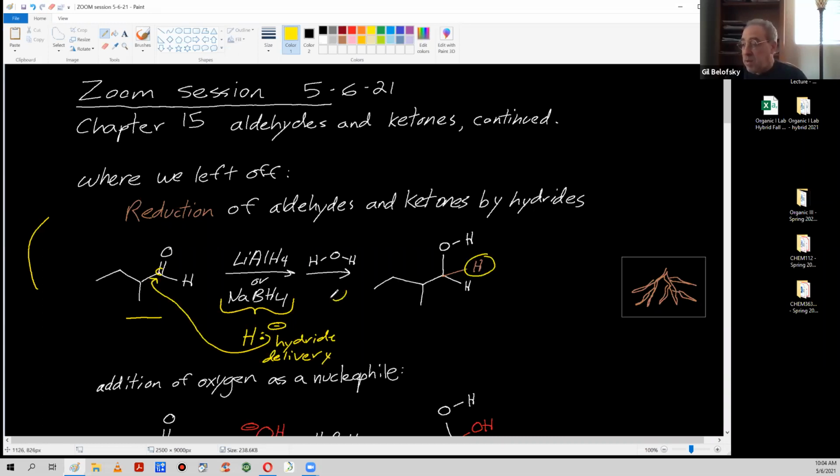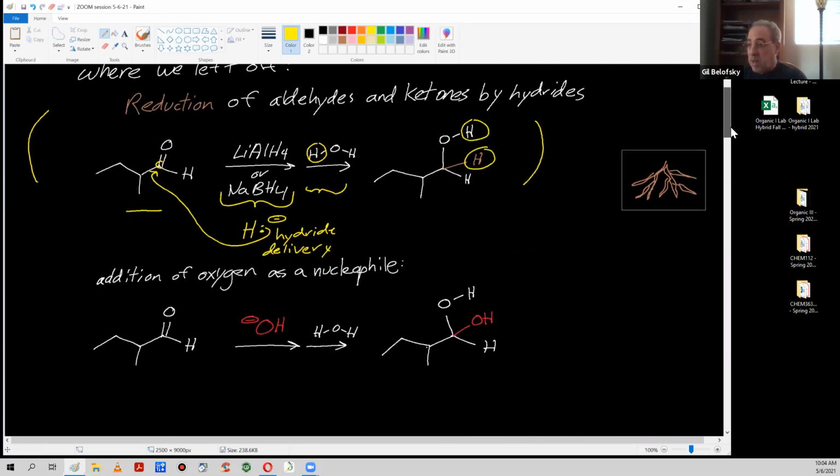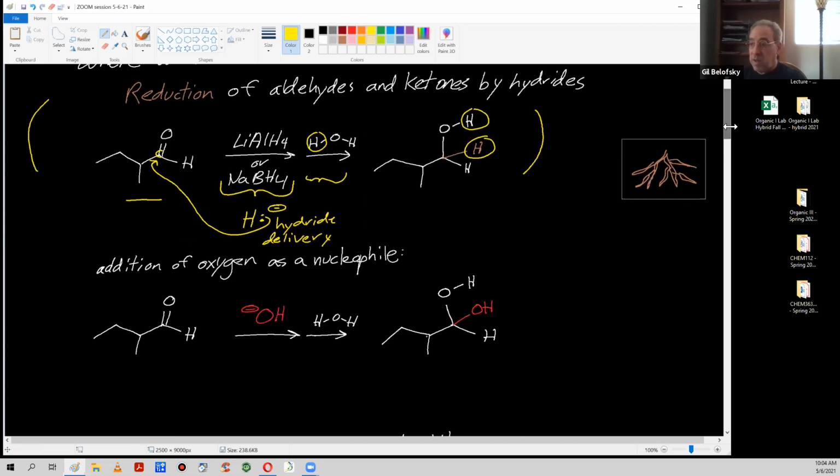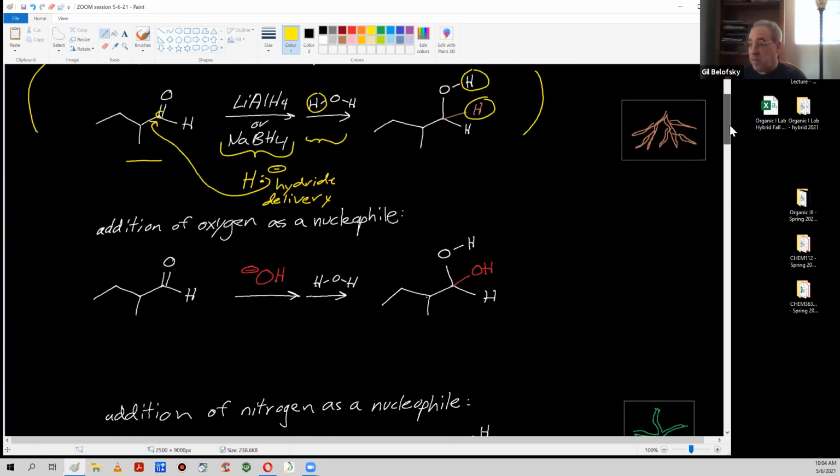The second step here is just simply protonating, or adding a hydrogen onto the oxygen. So that hydrogen comes from water, most likely, as the reaction is quenched, as we say, or completed by adding water. It kind of tends to stop all other reactions that are going on as well. So in the last video, I went through the step-by-step mechanism of this, so I don't really need to go over that again. But that was just a reminder of what the addition of hydride nucleophile is.